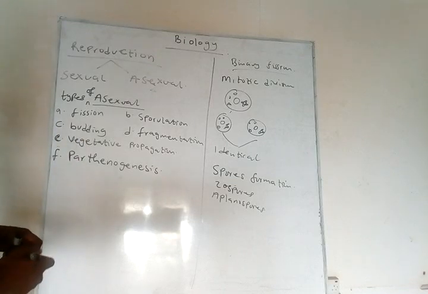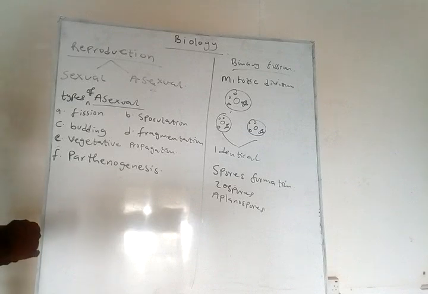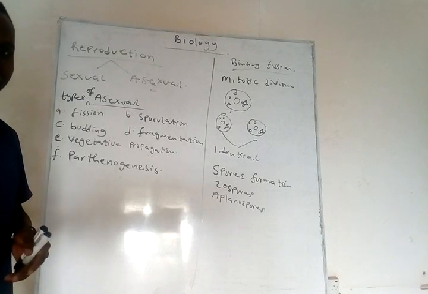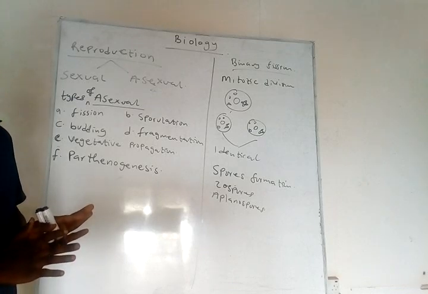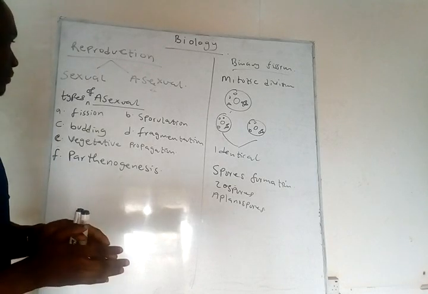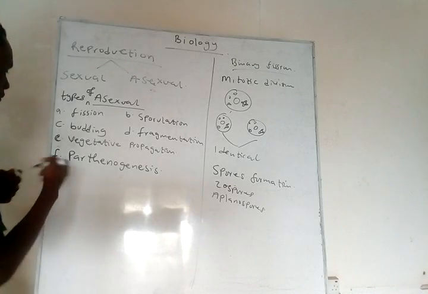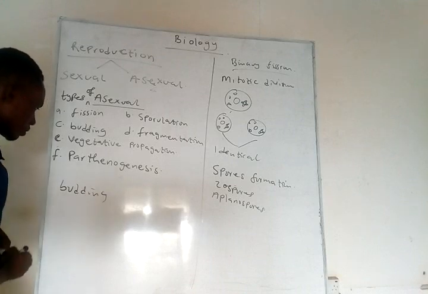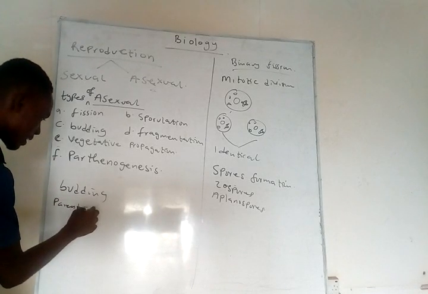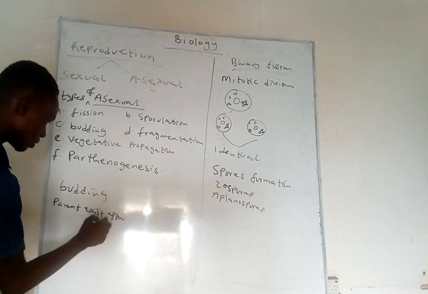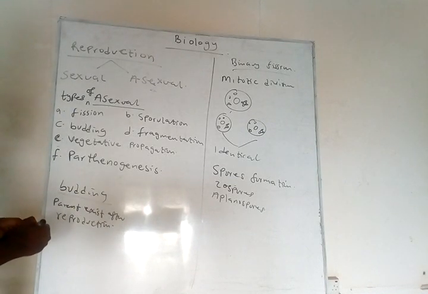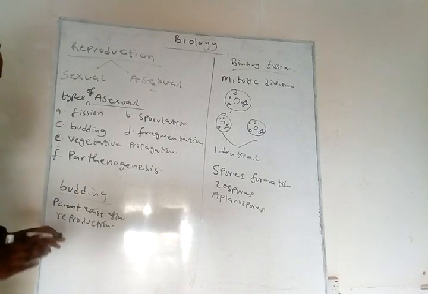Now, budding. In budding, part of the parent structure, which is the bud, is going to detach itself from the parent structure and live as a new organism. But mind you, look at something. In budding, the parent exists after reproduction. But in fission, the parent doesn't exist after reproduction.